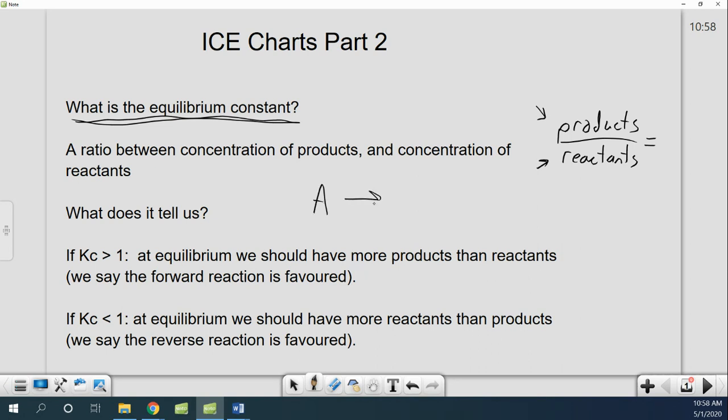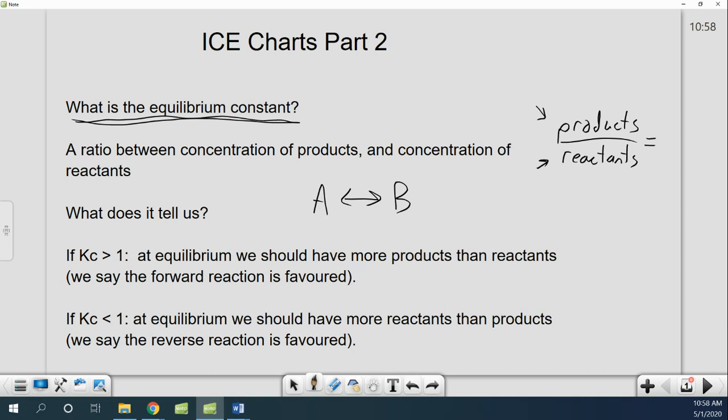So if we have A back and forth with B, if your K value is like 50 or 300 or even like 7, any number bigger than 1, you're going to have more of the products than you do the reactants when you're done the reaction. The forward reaction, the reaction that goes that way, is favored.